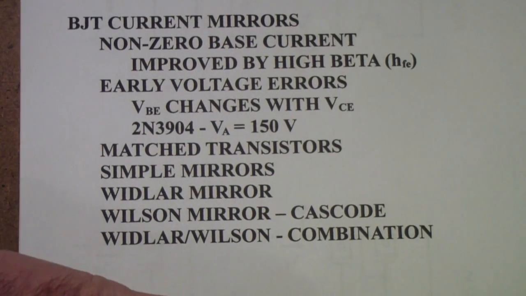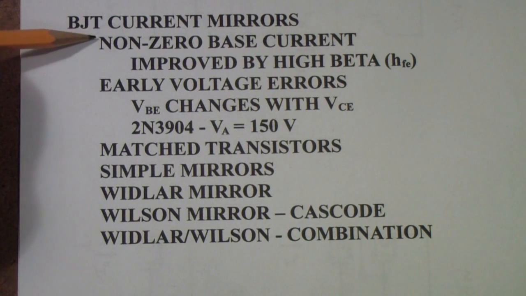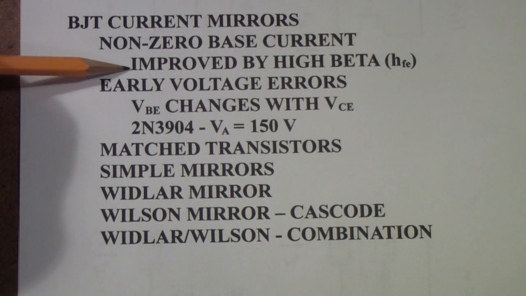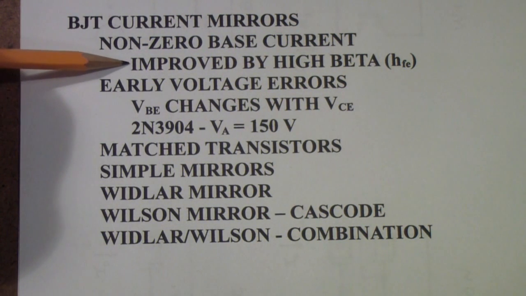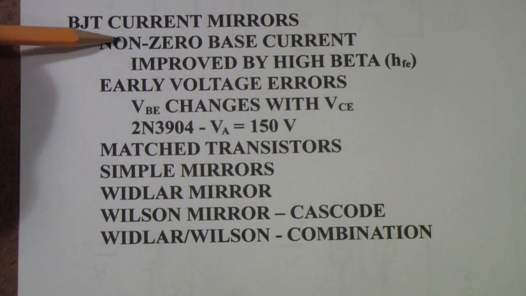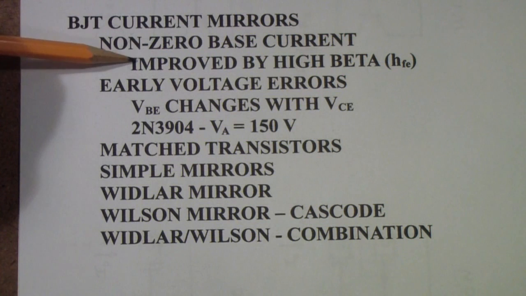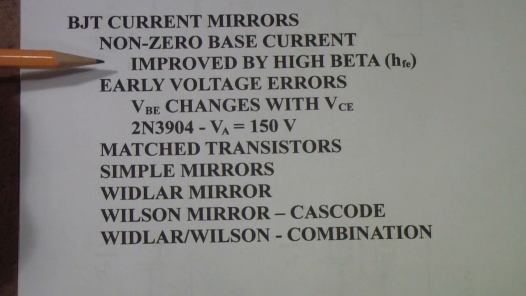So what about bipolar junction mirrors? Well, some of their problems are they have a non-zero base current. That can be improved by a much higher beta, because the higher the beta, the higher the ratio between the collector current and the base current, and therefore the variations in the base current don't make as big a difference with high beta, but they're still there.